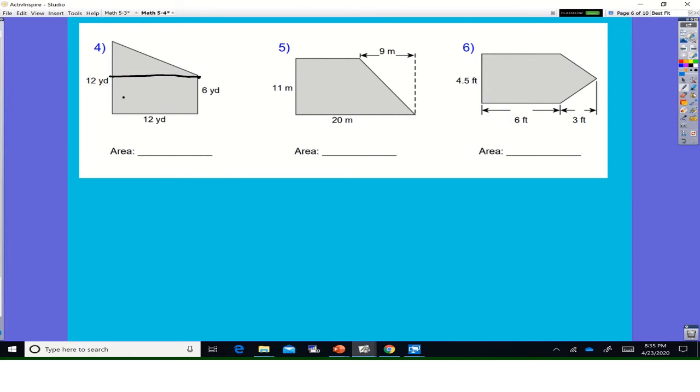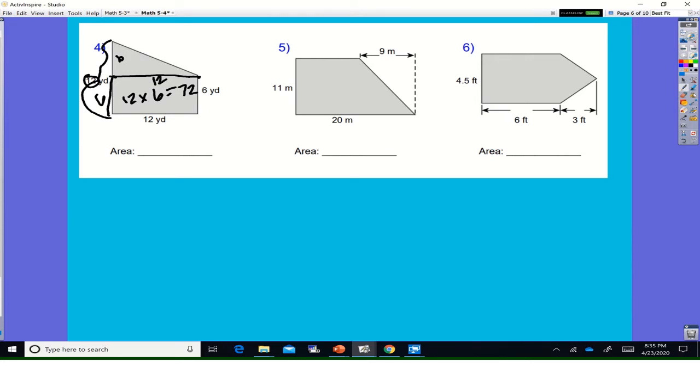So right here, I know this is going to be 12 times 6, but I'm looking over here and I have no idea what my base is for that triangle. Well, I know my height, this and this is parallel, so this has to be 12. Now this right here is 6, and this whole thing is 12, which we get from right there. So 6 plus what gives me 12? Well, that's got to be 6. Well, 12 times 6 gives us 72.